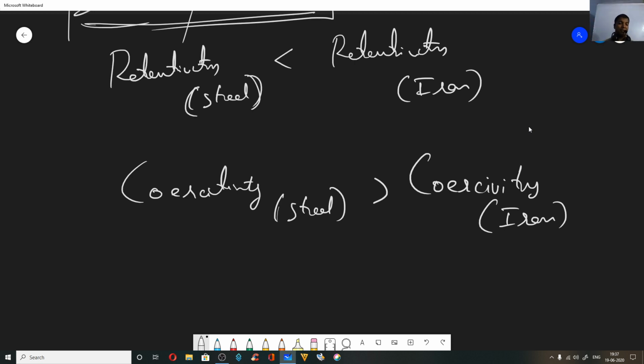Now you will see that the stray magnetic field has a good chance of disturbing this iron. This iron has a high probability of losing its magnetism compared to steel, because steel has high coercivity. The strength of the stray magnetic field required for demagnetizing the steel is actually more compared to demagnetizing iron. So therefore steel is a better choice compared to iron for manufacturing permanent magnets.